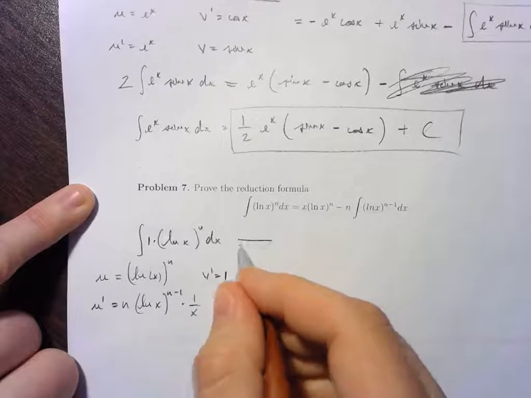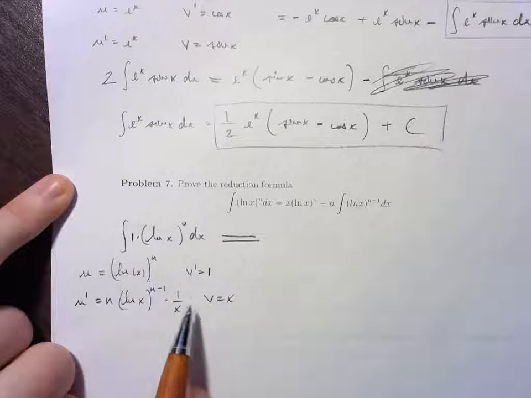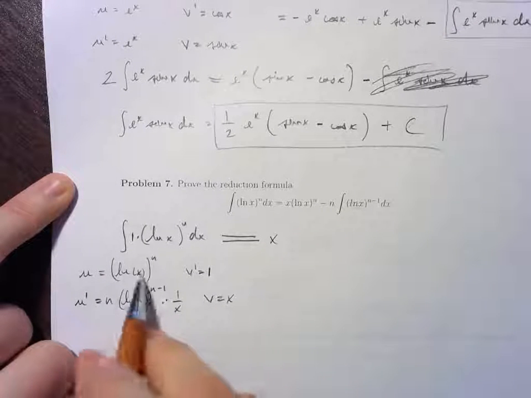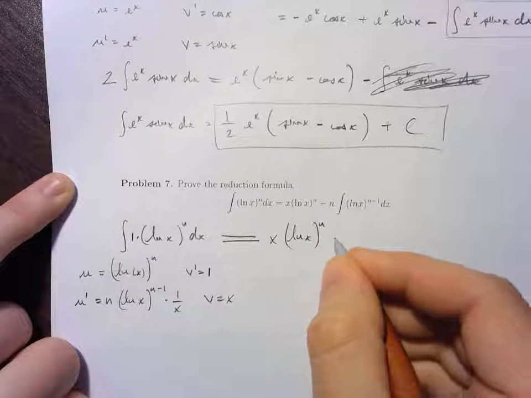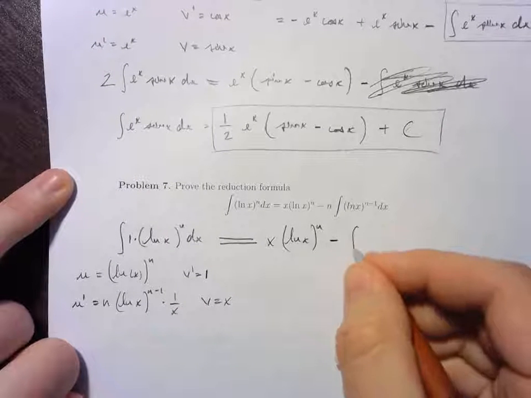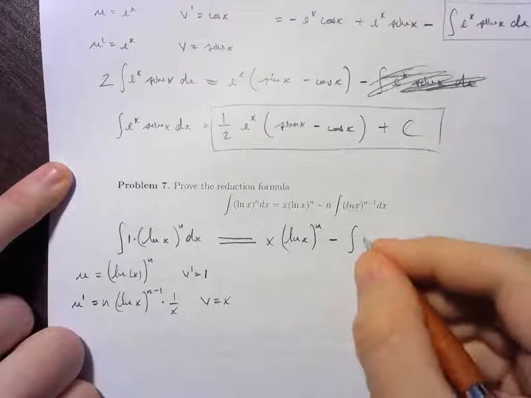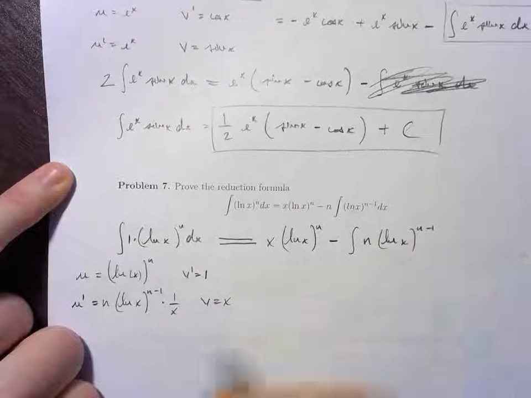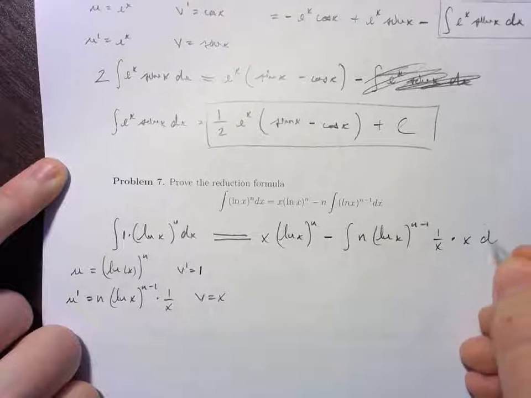So let's go ahead and try to apply integration by parts now, and plug it in and multiply things as we should. So I get x times natural log to the n, minus the integral of u prime times v. So u prime, I'm just going to copy it. It's n times ln x to the power n minus 1 times 1 over x, and the v is x, so I multiply it there with respect to x.